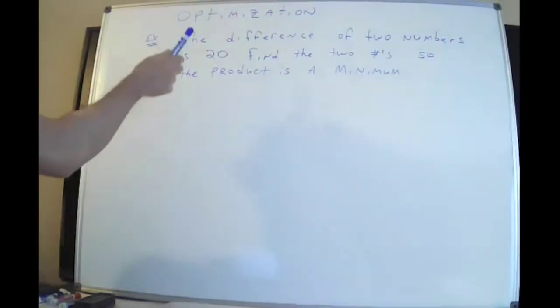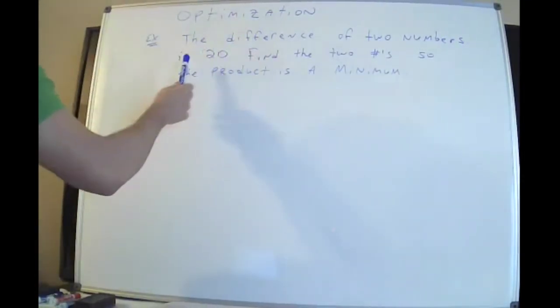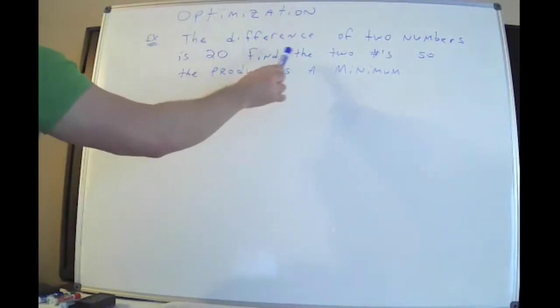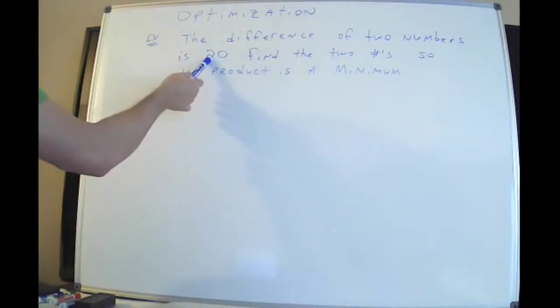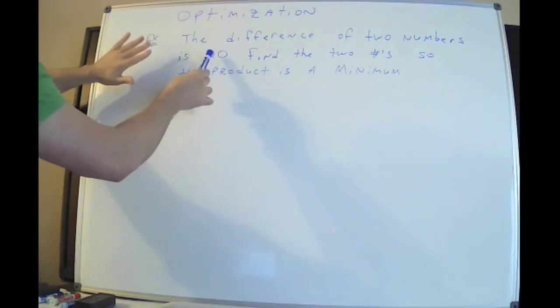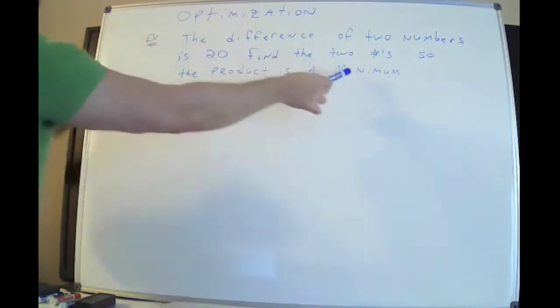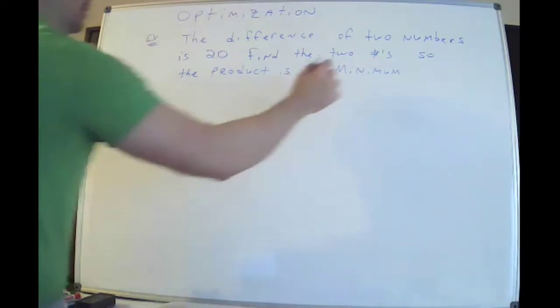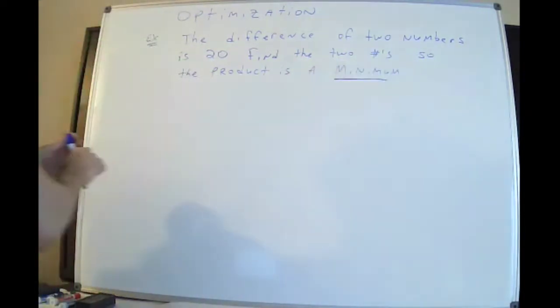All right, so the first optimization problem: the difference of two numbers is 20. I want to find two numbers where when I subtract them, I get 20, but if I multiply them, I want to get the smallest possible product that you can think of.